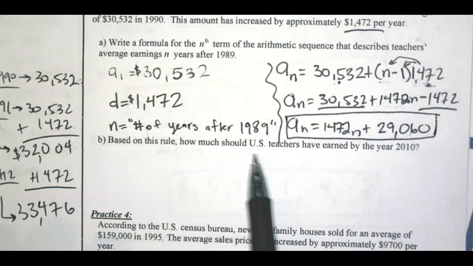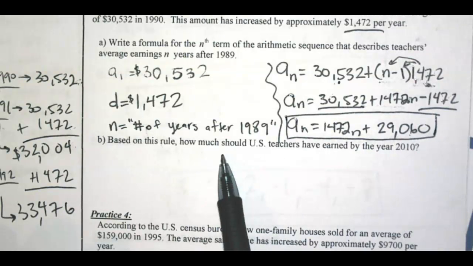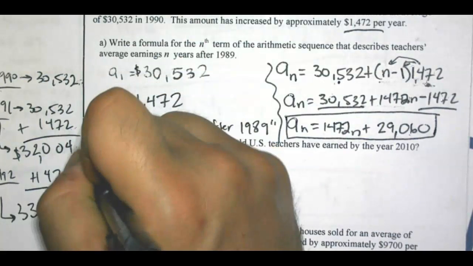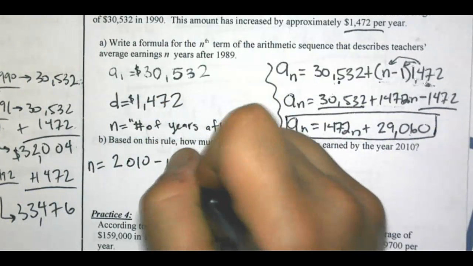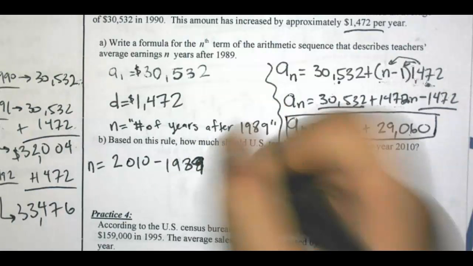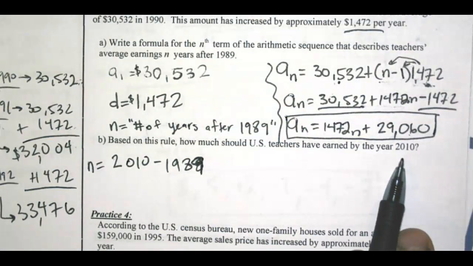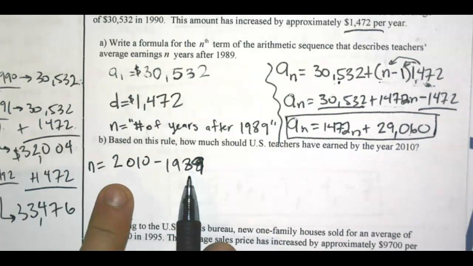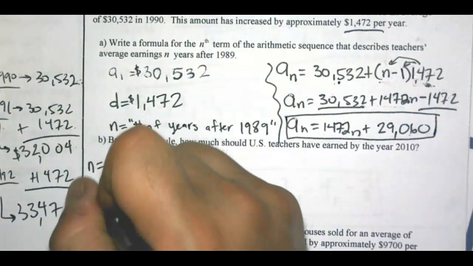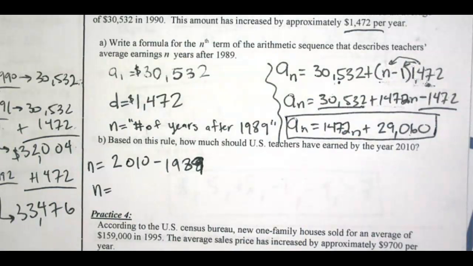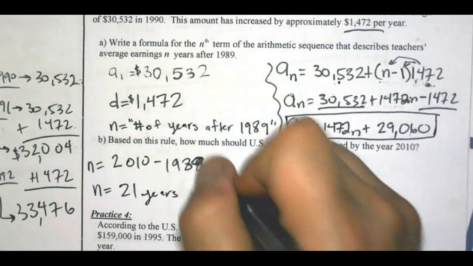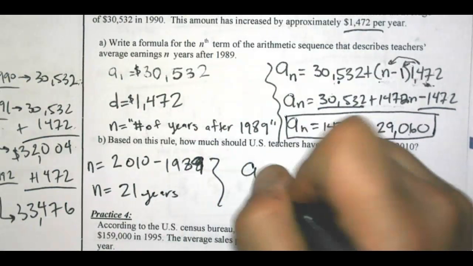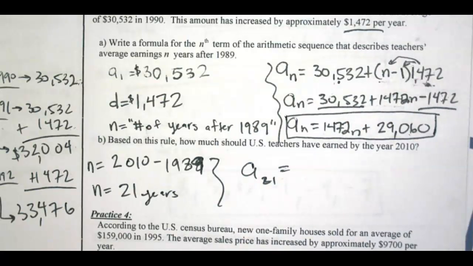Based on this rule we just came up with, how much would teachers have earned by the year 2010? So remember, n equals the number of years after 1989. So, whoops, not 88, 89. If you just subtract, we want to know about 2010. How many years has it been since 1989? All we've got to do is subtract, and n equals 21 years. So n is 21. Now I can use this formula to get the 21st term in the sequence.